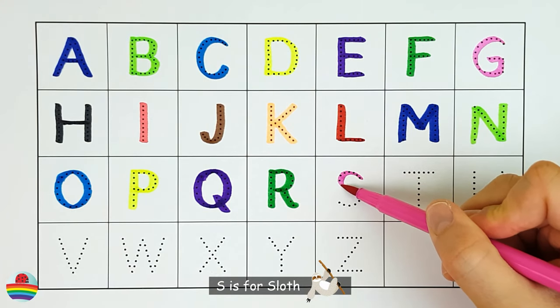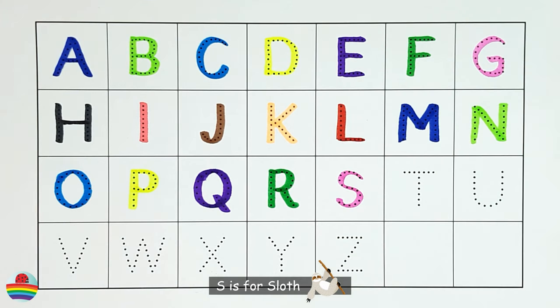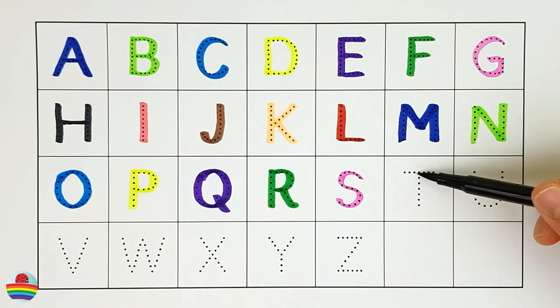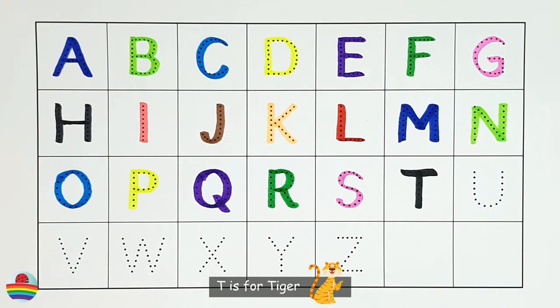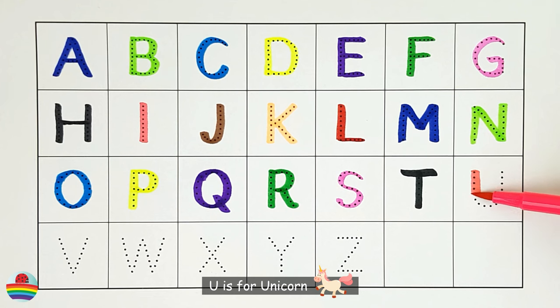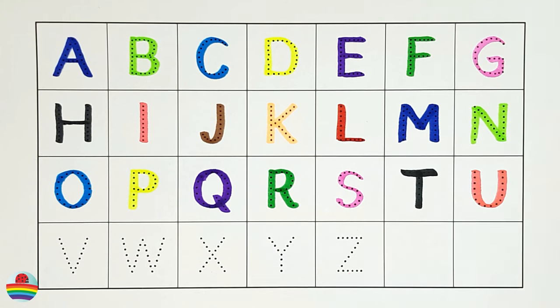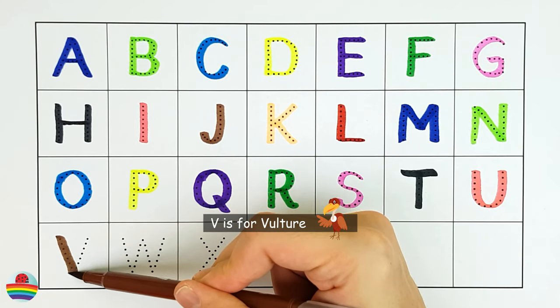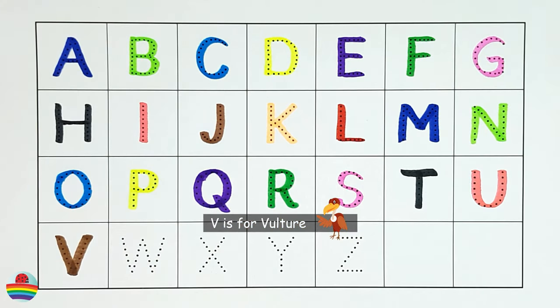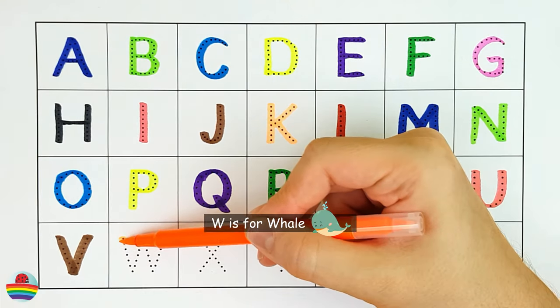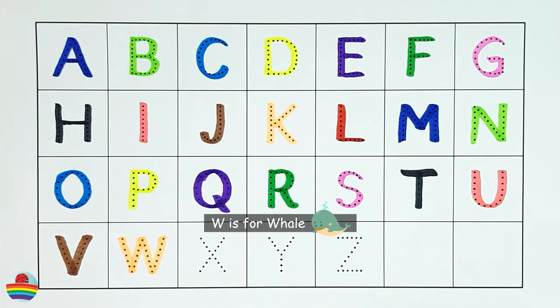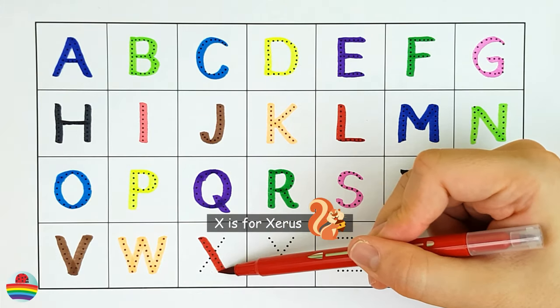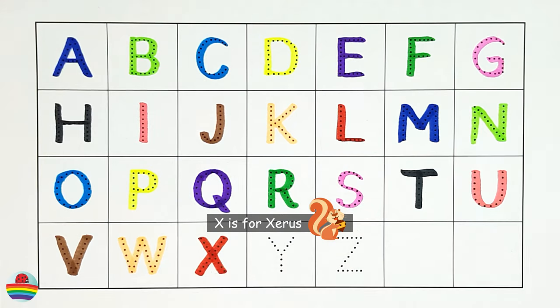S. S is for sloth. S. T. T is for tiger. T. U. U is for unicorn. U. V. V is for vulture. V. W. W is for whale. W. X. X is for Xeris. X.